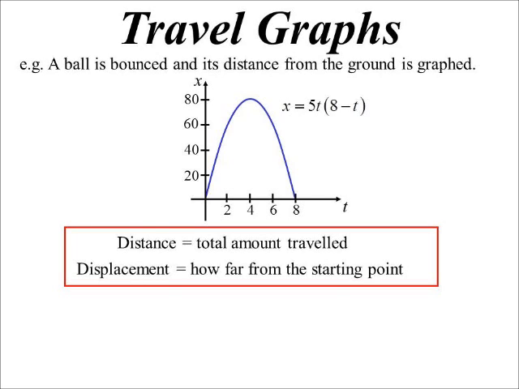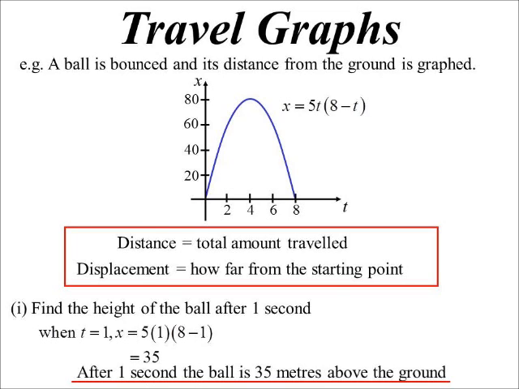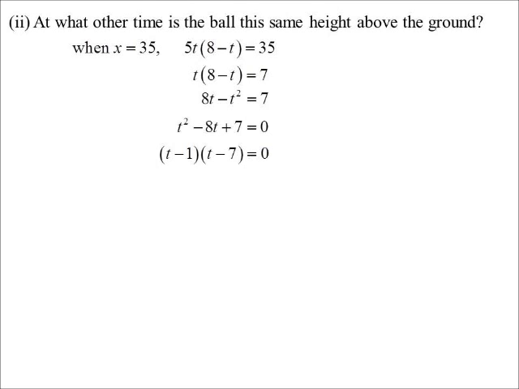So for our little ball here, if I was to calculate the height of the ball after 1 second, I could just plug it into our formula, and there we go. We know it's at the point 35, or it's 35 metres up. At what other time is the ball the same height? Well, I could solve the equation, or I suppose we could read off the graph, depending how accurate the graph is. And we end up with t equals 1, which was the one we knew about already, and again after 7 seconds.